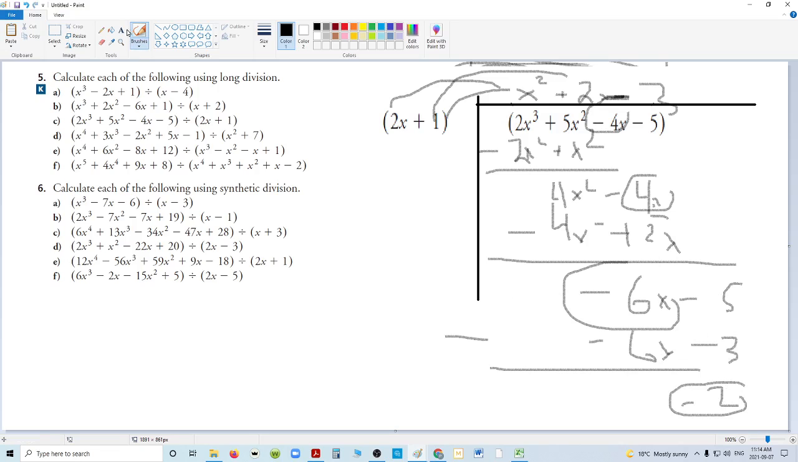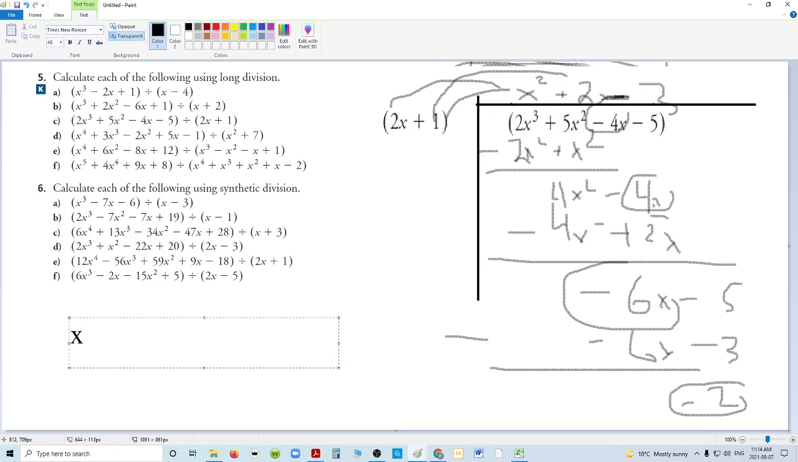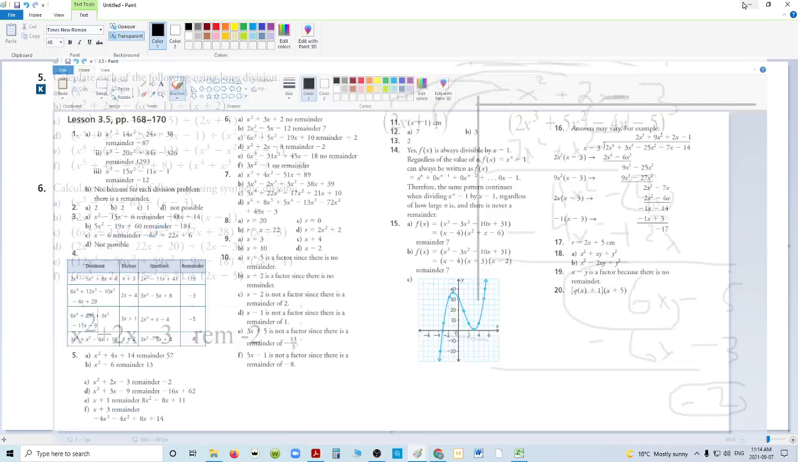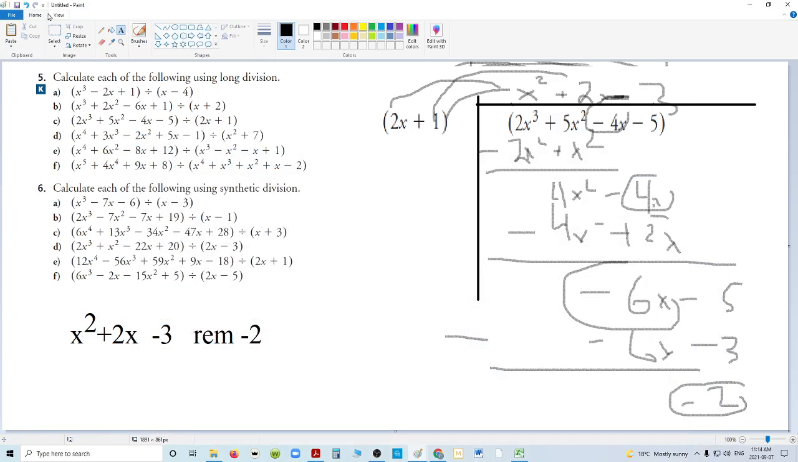Which means my quotient, and I want you to remember this, is 1x squared plus 2x minus 3, and a remainder of minus 2. And don't forget to put the square there. Now just to make sure I got it right, we will see it right there. Got it right.